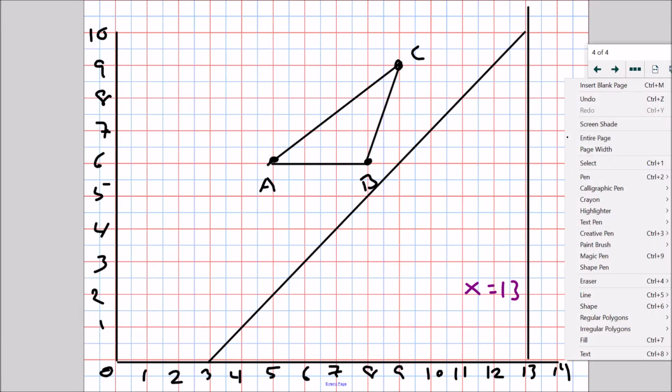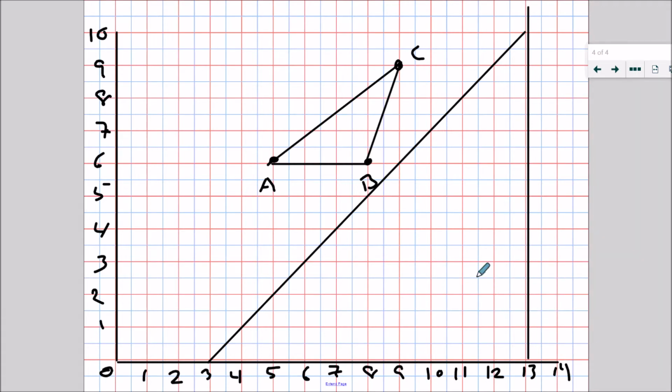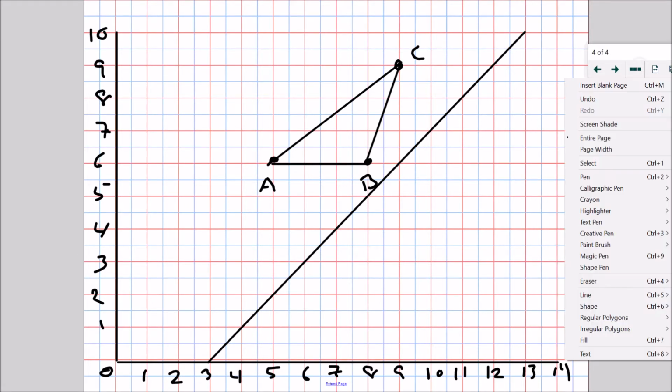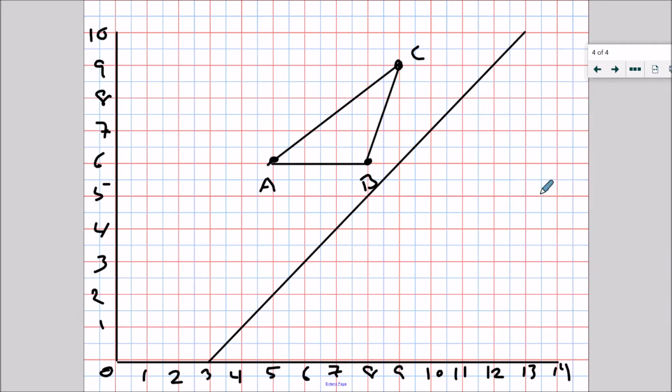Unfortunately, I don't get to do that with a diagonal because the x and y change with each other as we go. So here, when x is 3, y is 0. When x is 4, y is 1. When x is 5, y is 2. When x is 6, y is 3. When x is 7, y is 4. When x is 13, y is 10.